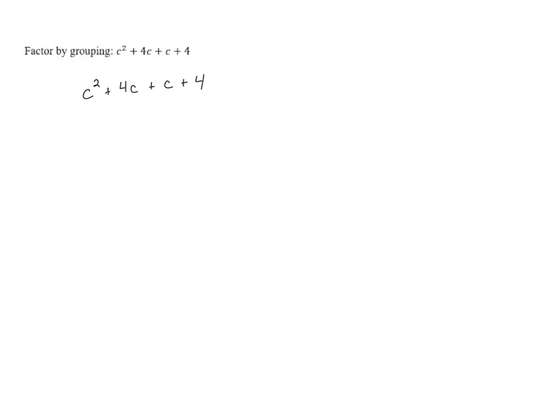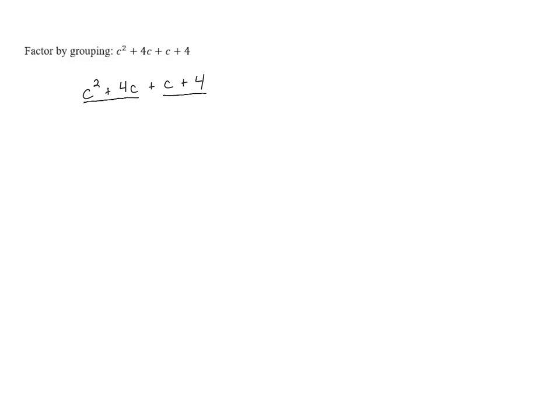The c squared and the 4 don't have anything in common other than 1, and pulling out a 1 in that case doesn't help us. So we're going to look at grouping. We're going to group the first two terms together, and we're going to group the last two terms together.